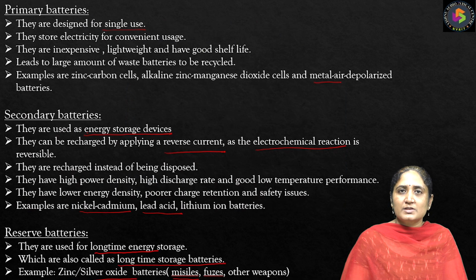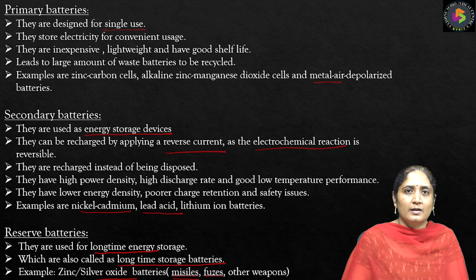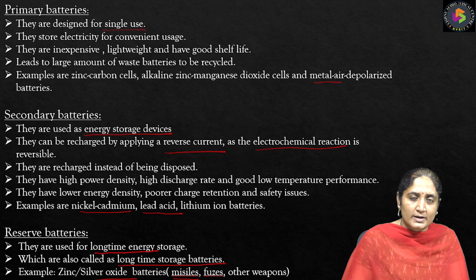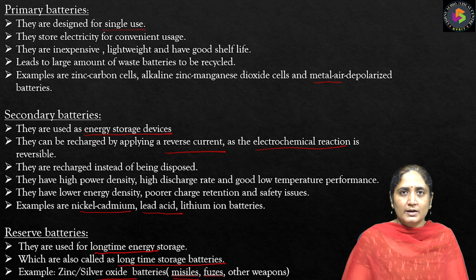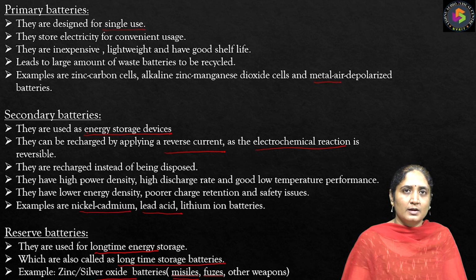Coming to the primary batteries. Primary batteries are non-rechargeable batteries, or non-rechargeable cells. We can't recharge these batteries again, and they can be used in different devices such as watches, calculators or remotes. We can use primary batteries there.